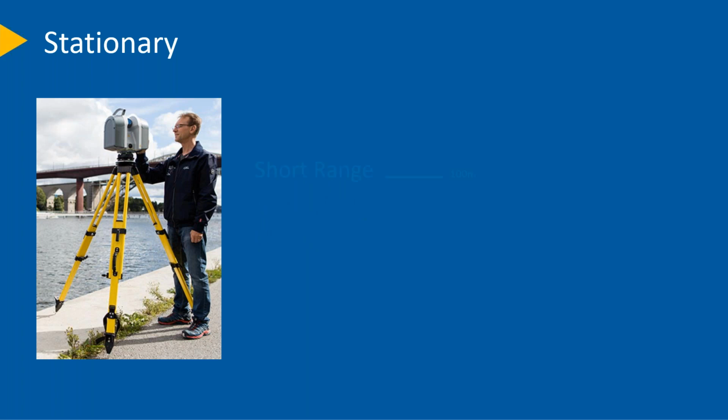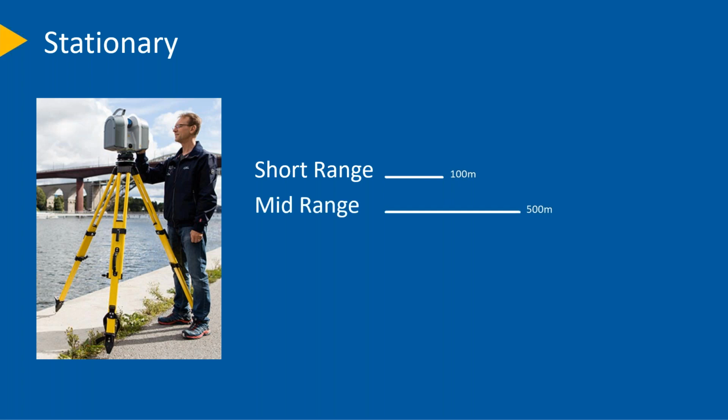Now, when we look at stationary laser scanners, you can think of them in different ranges. There are no standards or committee that determines what's a short-range laser scanner, but in my mind, I imagine a short-range laser scanner going out to about 100 meters. Then you might have a mid-range laser scanner, such as the TX8 pictured here, that goes out somewhere between 100 and 500 meters.